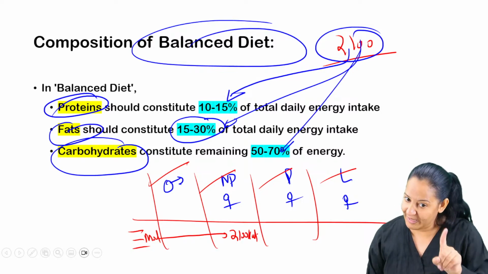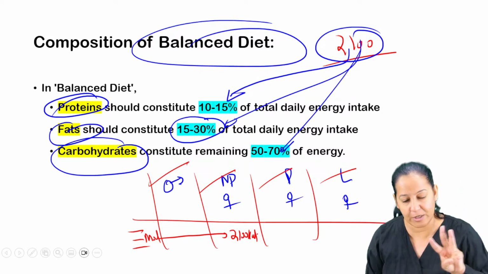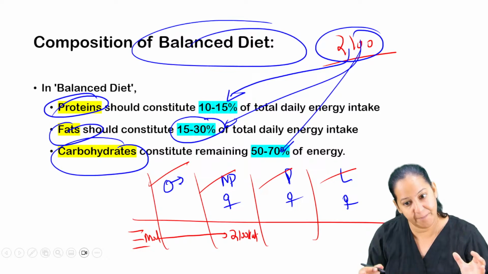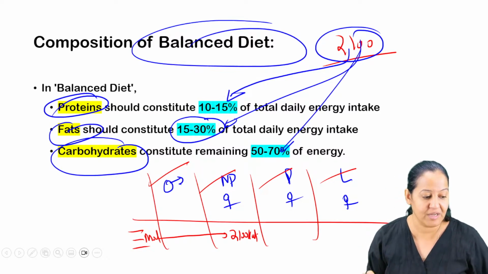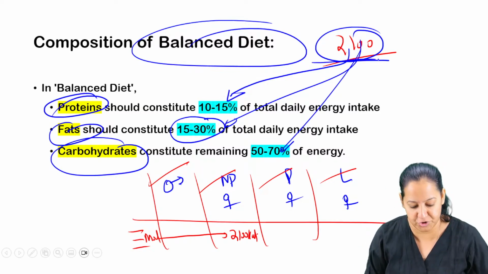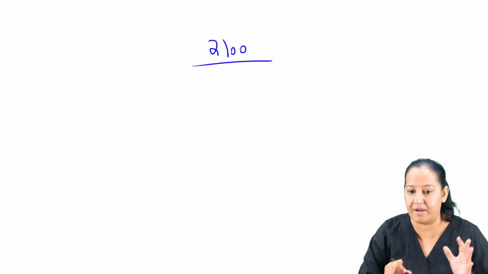So I should not eat only protein. I should not eat only carbs. I should not eat only fat. That will be unhealthy. I should eat a mixture of the three so that I can get 2100 in this proportion. So whatever is your calorie requirement, for me it is 2100, as I'm a non-pregnant female.